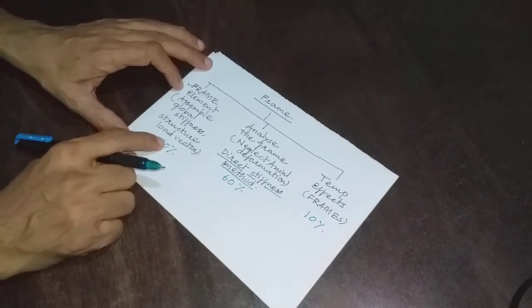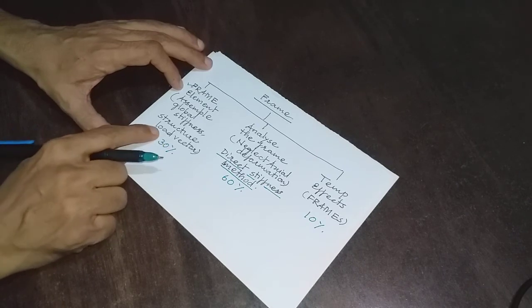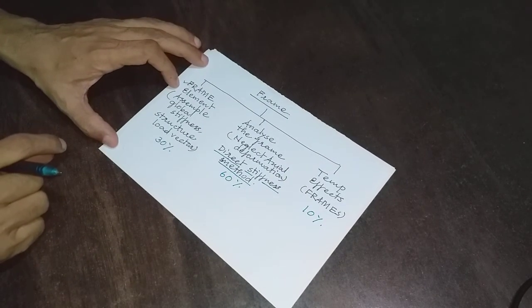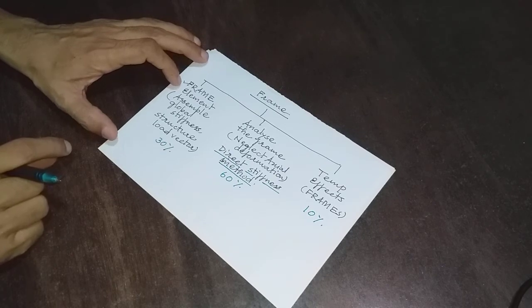We will again come back to the frame element and other aspects of frame element, the numericals related to this aspect we are going to solve, and lastly we are going to solve the effects of temperature stress. We will first understand the effect of temperature stress and then we will continue to solve the numerical based on the temperature stress. So our next discussion will be the direct stiffness method.